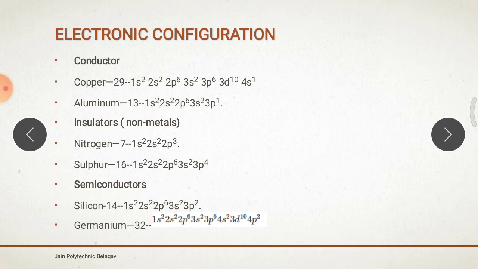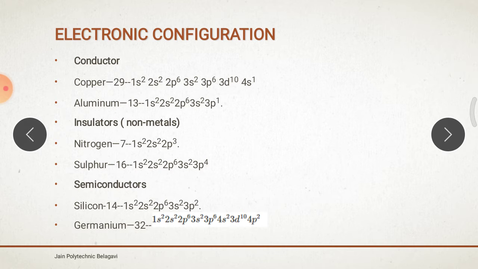Next we'll see the electronic configurations of conductors, insulators and semiconductors. This is very important. Some examples are given here. Just observe the last shell. Always remember, the electrons in the last shell are called valence electrons. Electrons surround the nucleus in the first shell, second shell, third shell, like that. Shells are named KLM, and the subshells SPDF. The electrons in the last orbit are called valence electrons. The number of valence electrons indicates whether it is a conductor, semiconductor or insulator.